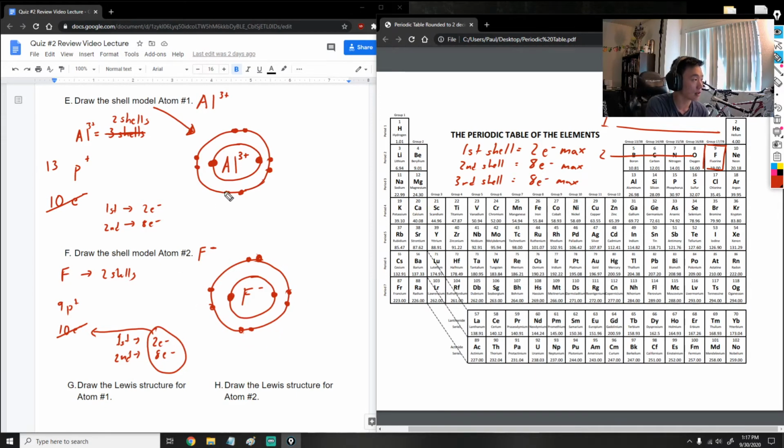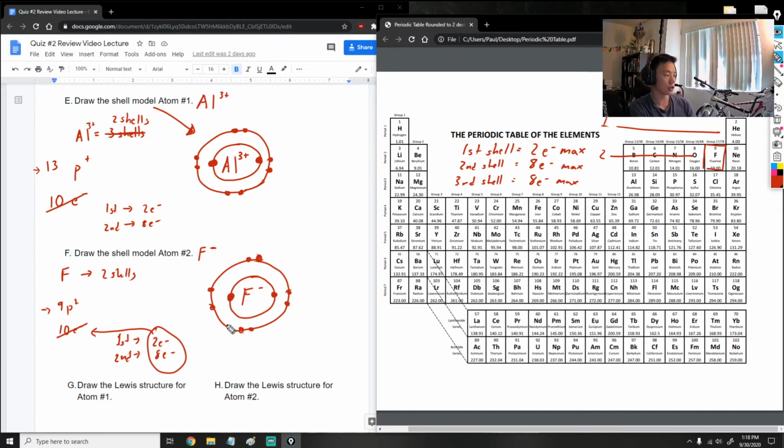So that means that Al3+ has 2 shells with 10 electrons, and F minus has the same one. So they're going to look very identical. The only difference is the middle, with the number of protons. That's the only difference between the two.